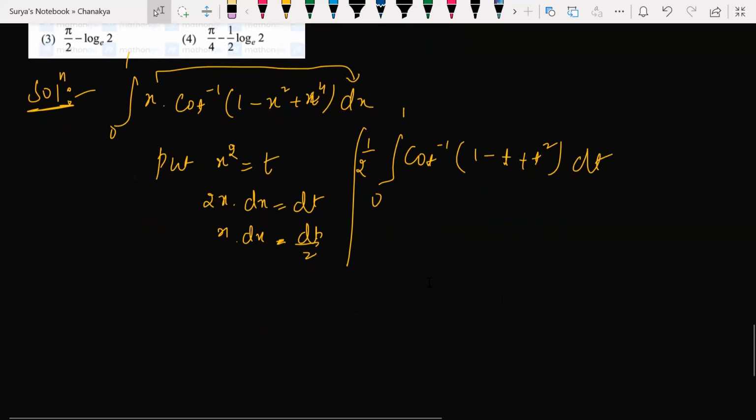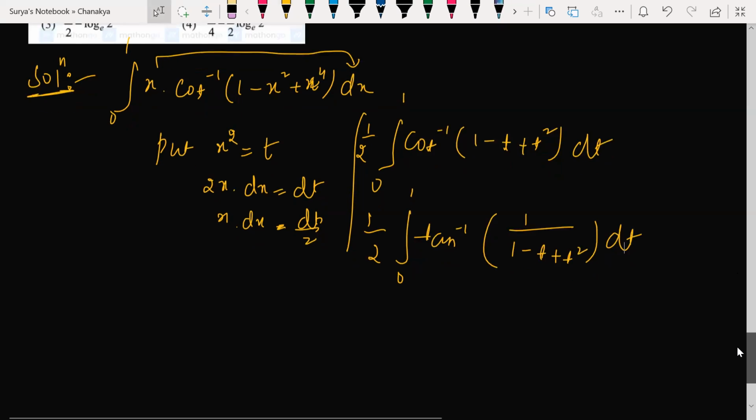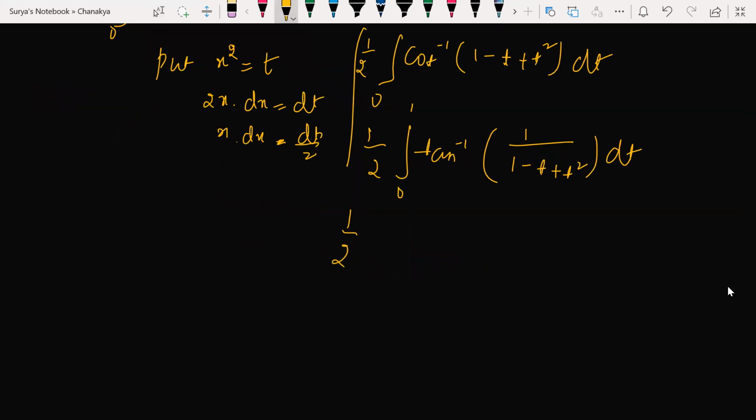Now, yes. So this is what I can write here now. Cot inverse, we will be writing this in terms of tan inverse. So if I write in terms of tan inverse, what happens? It will be the reciprocal, like 1 by (1 minus t plus t square) into dt. Pretty simple. So we can go with 1 by 2 times tan inverse of.